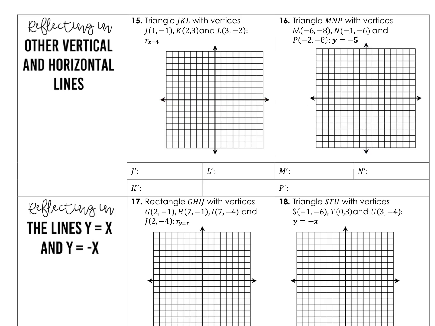Again, you got a triangle, JKL. J is at 1, -1. K is at 2, 3. And L is at 3, -2. Is that really what it looks like? Beautiful. Okay. So it's kind of a skinny triangle.